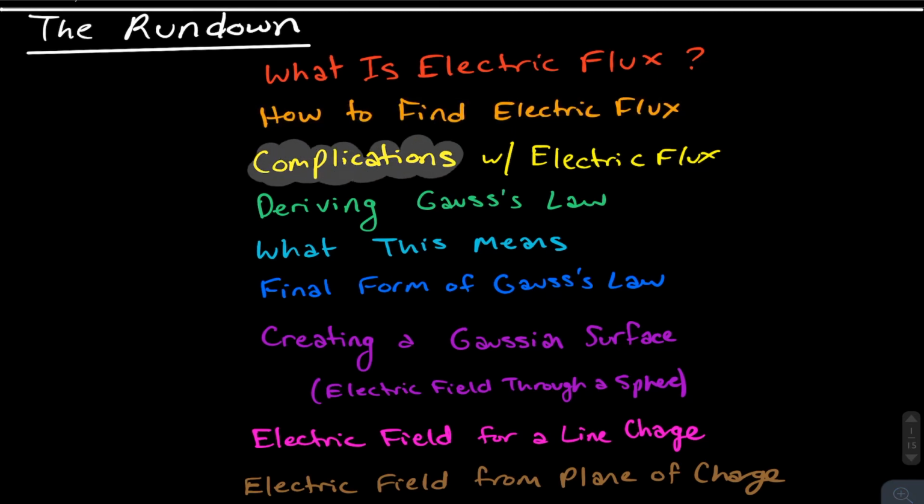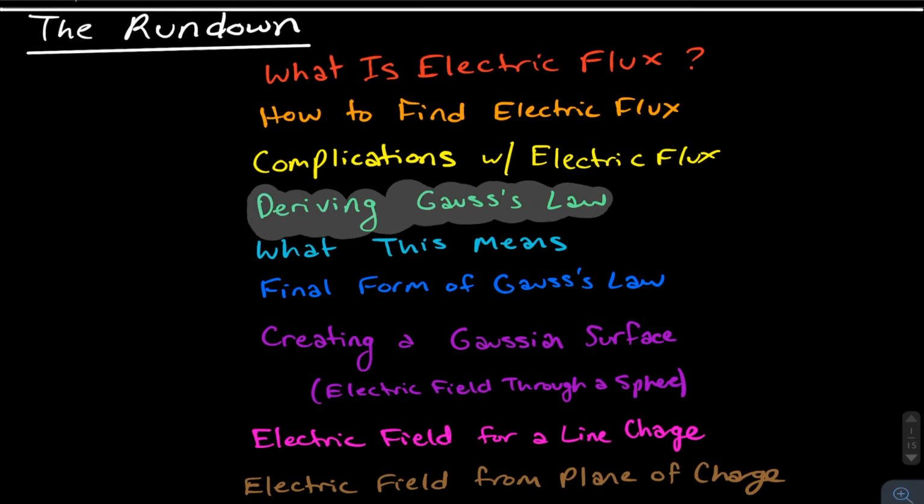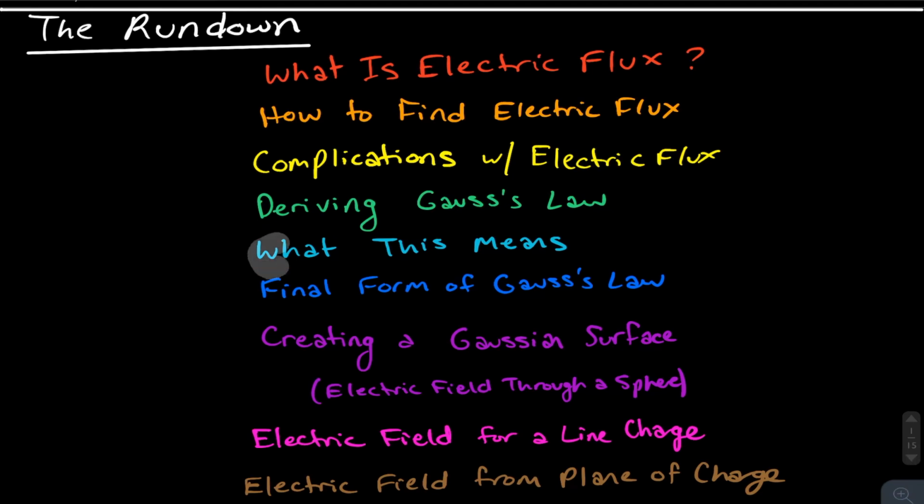We're going to talk about different angles, and of course electric flux through an uneven surface, things like that, and we're then going to derive Gauss's law. Once we derive Gauss's law, then we're going to talk about what we just did actually means, and then I'm going to give you the final form of Gauss's law.